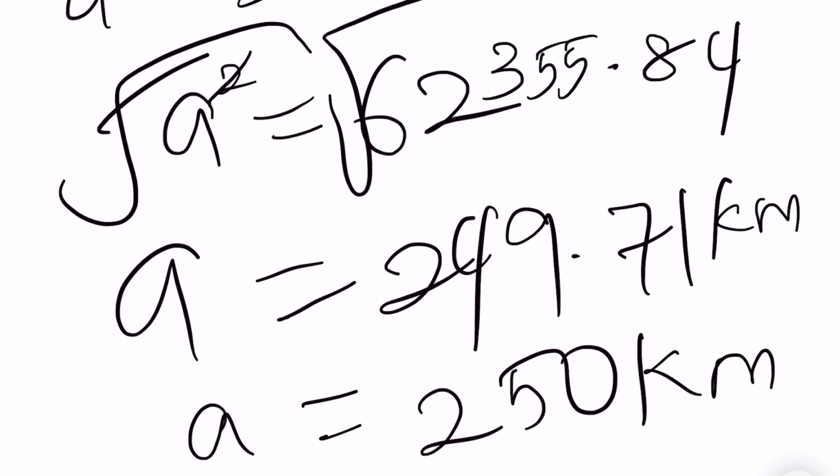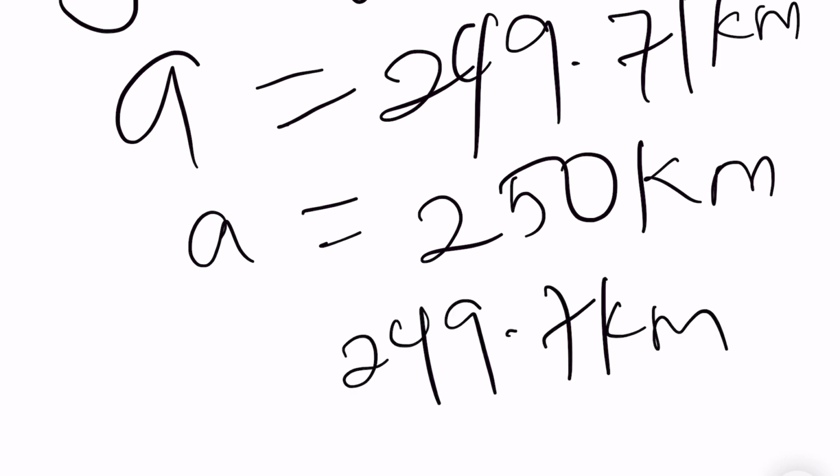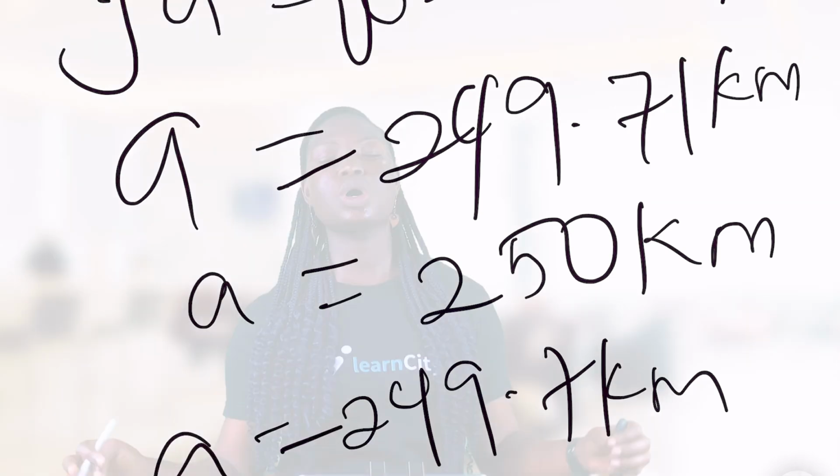So the distance from the starting point of the plane is 250 kilometers to the nearest whole number. But we can easily say 249.7 kilometers. So our a is either of these two answers.